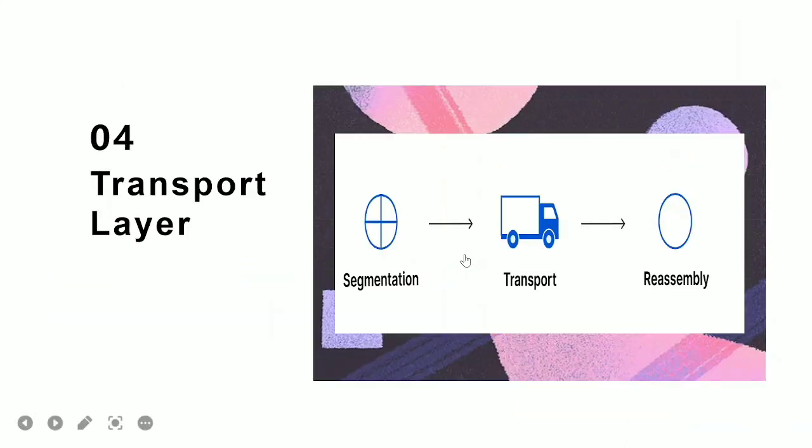Layer 4, which is the transport layer. The two devices' end-to-end communication is handled by layer 4. Before transmitting data to layer 3, this entails taking information from the session layer and dividing it into units known as segments. Reassembling the segments into data that the session layer can use is the responsibility of the transport layer on the receiving device.